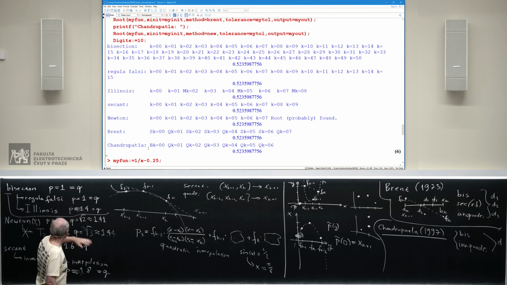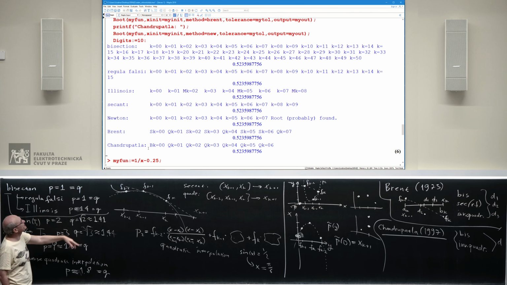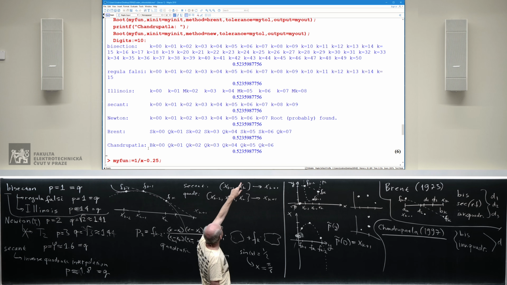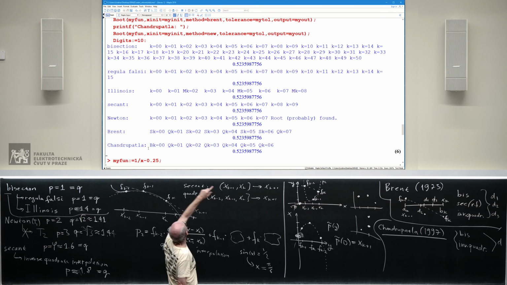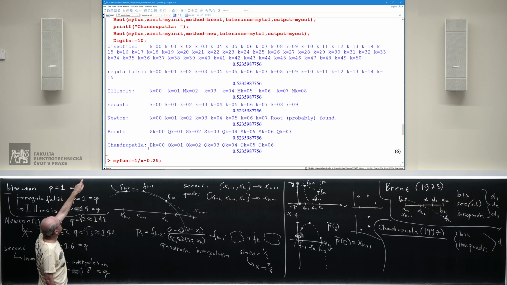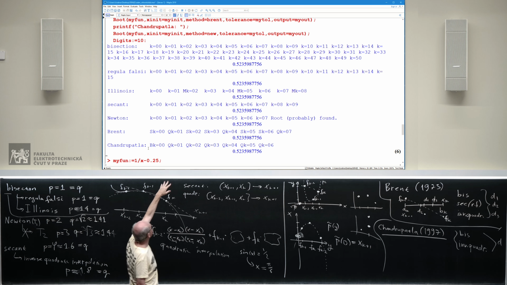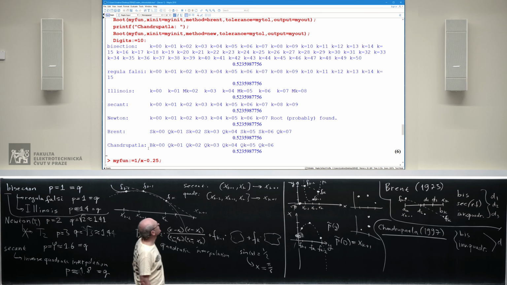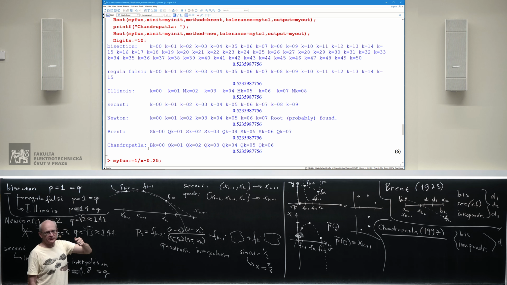Secant. Secant is a method of higher order, 1.6, so we expect something nice to see, and we see 9 iterations, which is actually slightly worse than the Illinois method. So the Illinois method is quite good, really. Newton, well, Newton is our favorite, of course, with order 2, and in 7 iterations, it probably found the root, which is also wonderful. But now we have to think about this. For every iteration of Newton, we need 2 evaluations of f.